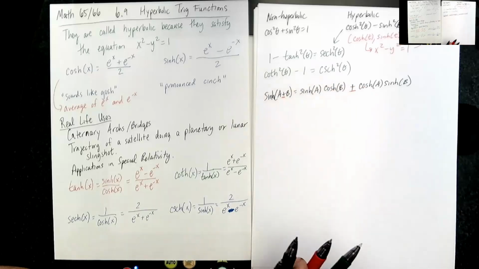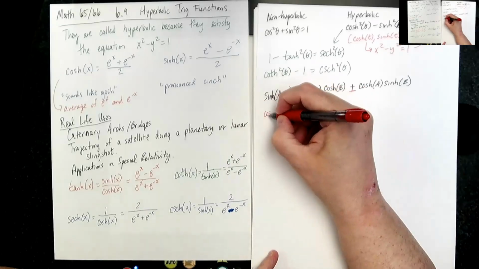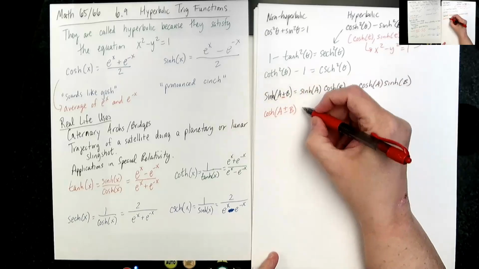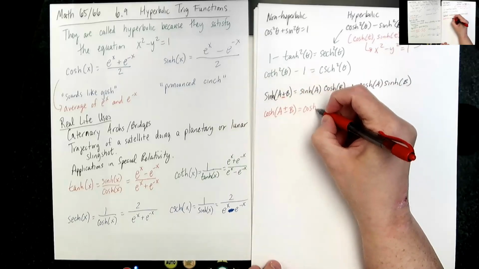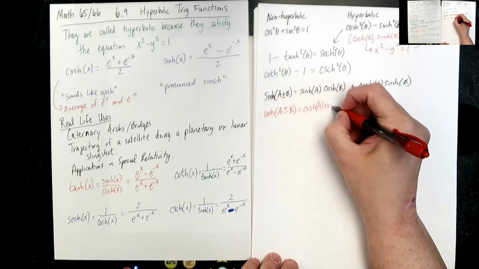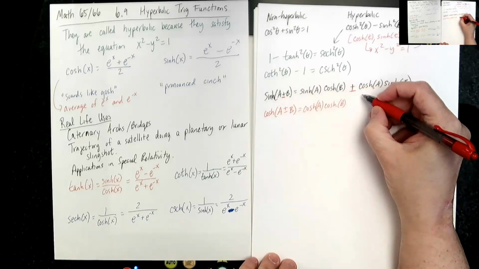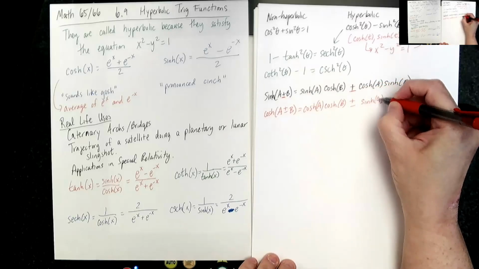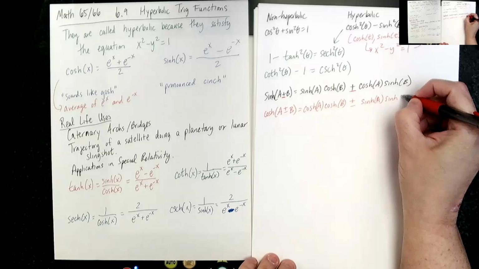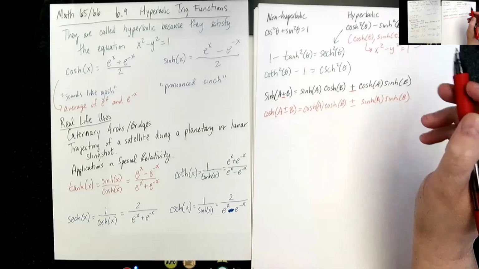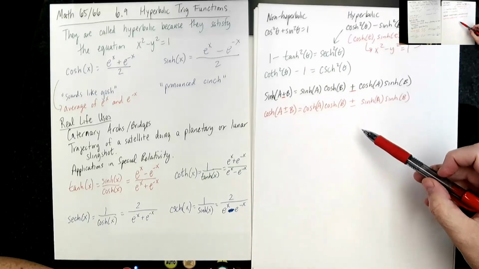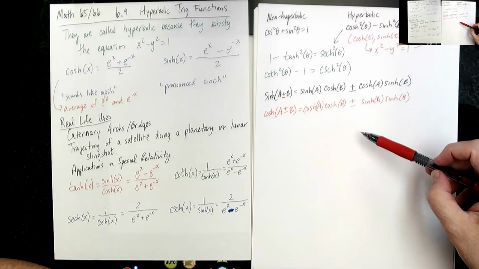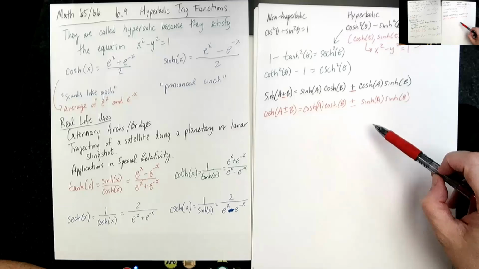Cosh is set up the same way. We can do a plus or minus b. And this one is cosh a cosh b plus or minus sinh a sinh b. And this one's a little different than the regular trig one. The regular trig one uses the opposite signs. This one uses the same sign. Plus goes with plus.